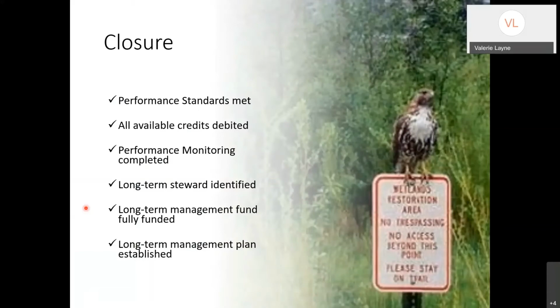The bank sponsor requests closure from the IRT and includes documentation of how they have met the criteria. The IRT reviews the documentation and responds. The criteria should definitely be described in the instrument. This whole process should definitely be described clearly in the instrument.